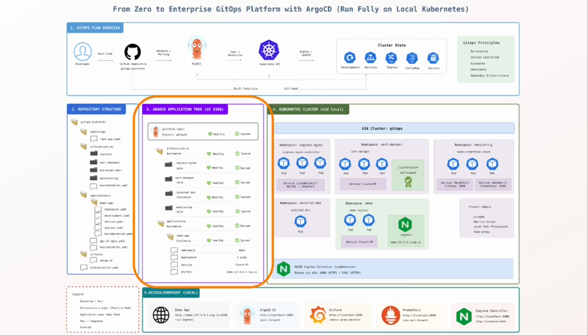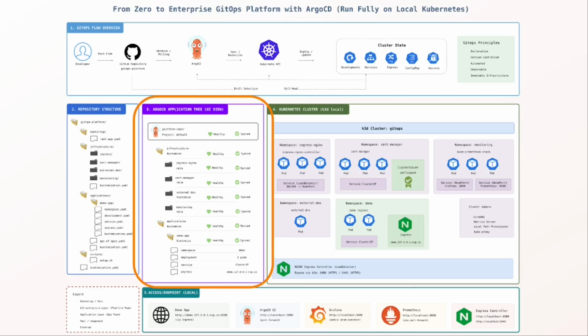Each child application manages a specific infrastructure component independently. For example, Ingress NGINX handles external traffic routing. Cert Manager manages TLS certificates. External DNS manages DNS integration. Monitoring deploys Prometheus and Grafana. This structure makes the platform modular, scalable, and easier to maintain.